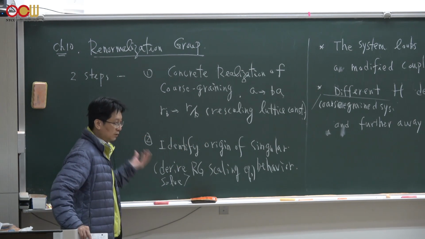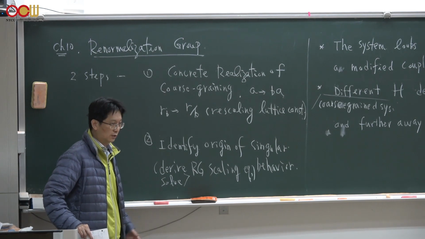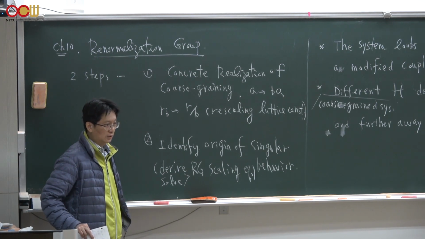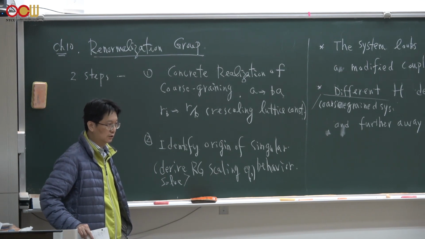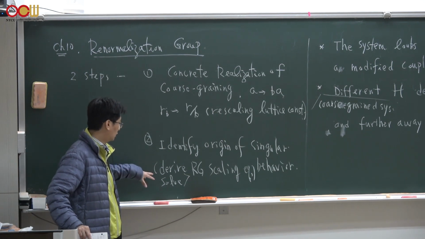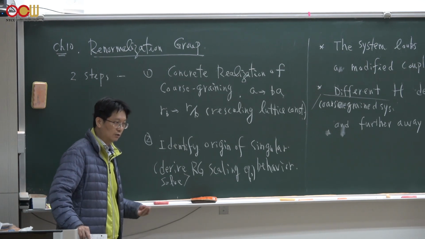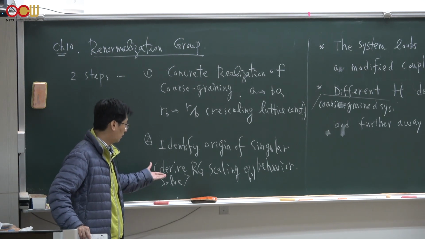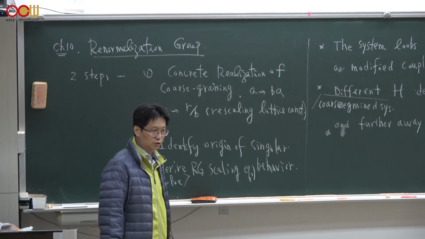So then we could relate these effective coupling constants before and after this coarse-graining procedure, and write down the equation for the revised or modified coupling constant in relation to the previous step, and that is the so-called RG scaling equation. And we can solve the RG scaling equation as a function of this scale factor b, and then we can know the power law singularities of these coupling constants, if they have any, and identify the origin of the singular behavior by solving the RG scaling equation.